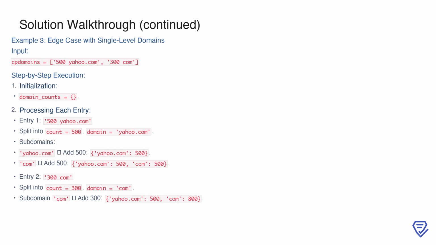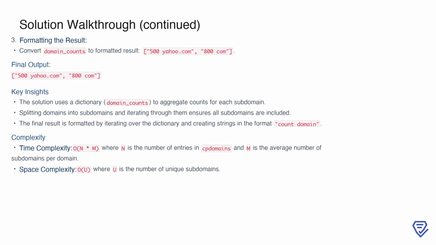This example highlights how the solution handles domains without deeper subdomain hierarchies effectively. To generate the final output for this example, we format the domain_counts dictionary into a list of strings. Each entry in the dictionary is converted into the format count domain. This gives us the result, 500 yahoo.com, 800 com.